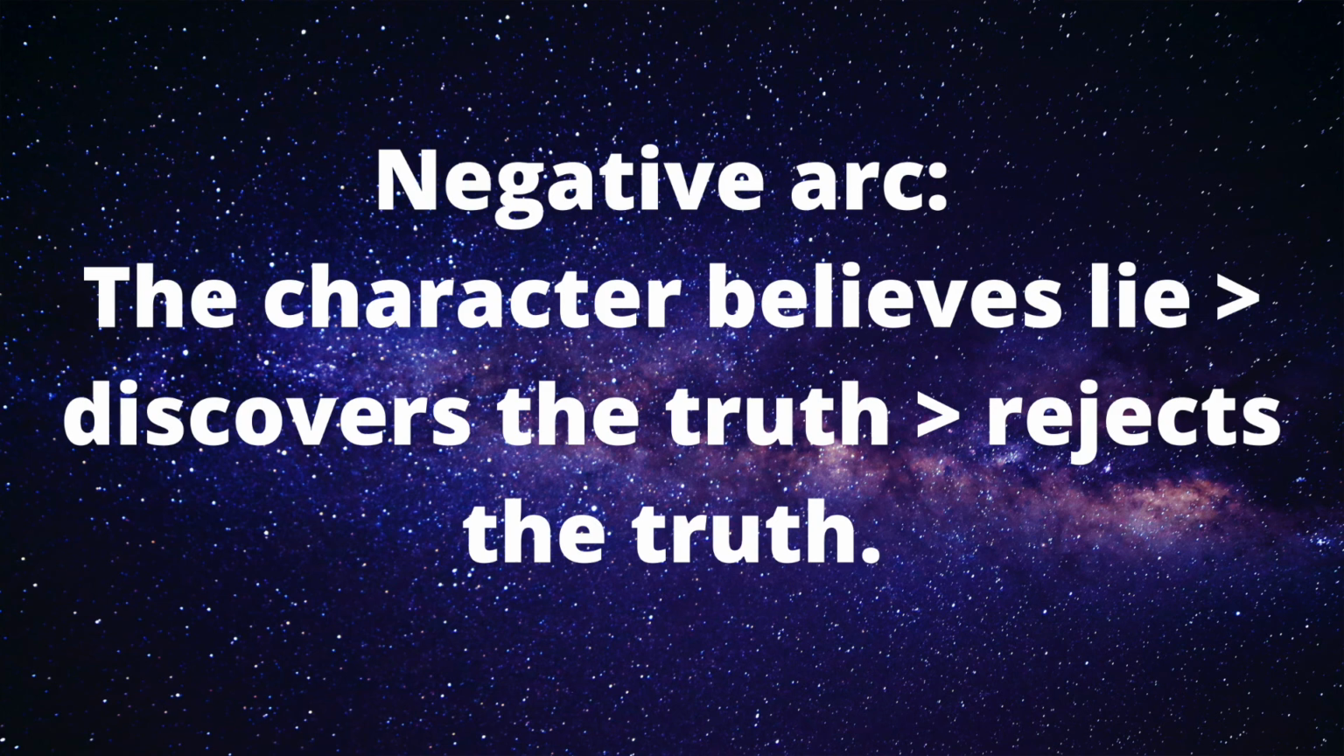I'll be using Weiland's examples from the book because I was a bit confused about the Corruption Arc, and her examples do a great job of explaining each manifestation. Negative Arc: character believes lie, discovers the truth, rejects the truth. Each manifestation has its own variation of the arc, but that is basically a negative arc in a nutshell.